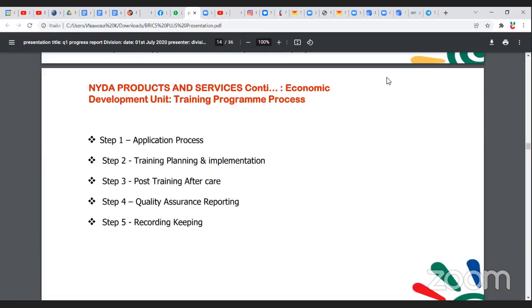Okay, let me proceed. I think there's a technical challenge there. What we will also do is provide the training as I've already indicated. And then lastly, the other services that we'll provide are a business development plan, entrepreneurship development training, business development support, mentorship support, and market linkages.